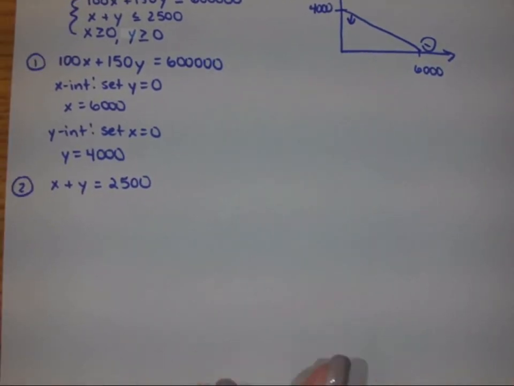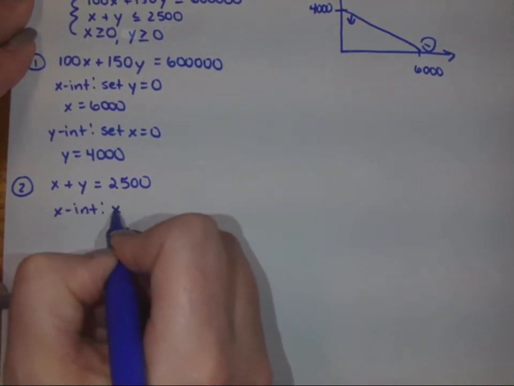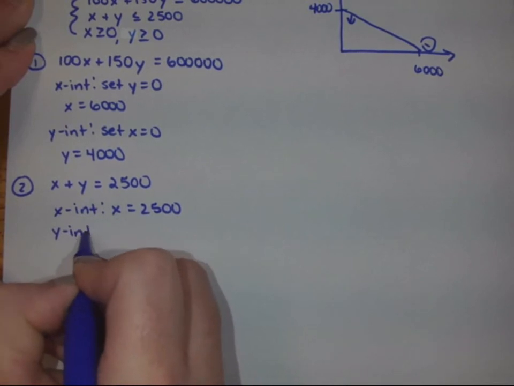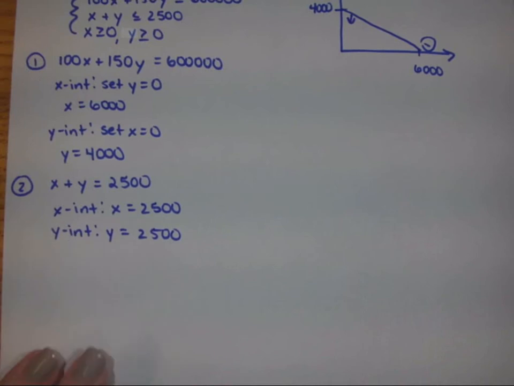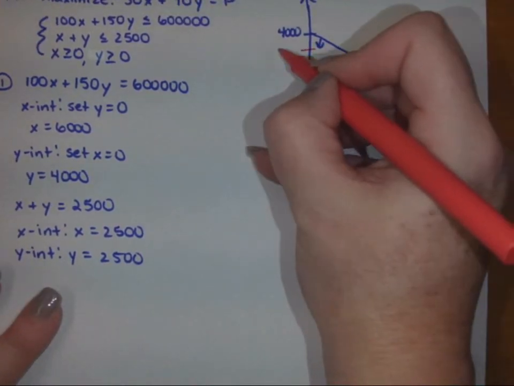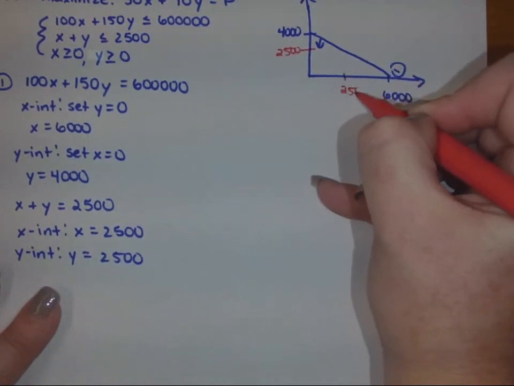Okay, so notice this one's kind of not that interesting, right? The x-intercept would just be x equals 2,500 if you set y to 0. The y-intercept would just be y equals 2,500 if you set x to 0. But maybe what is a little interesting is how the graph's going to look. So notice 2,500 would be about here-ish, and maybe about here-ish. I'm just kind of eyeballing it.